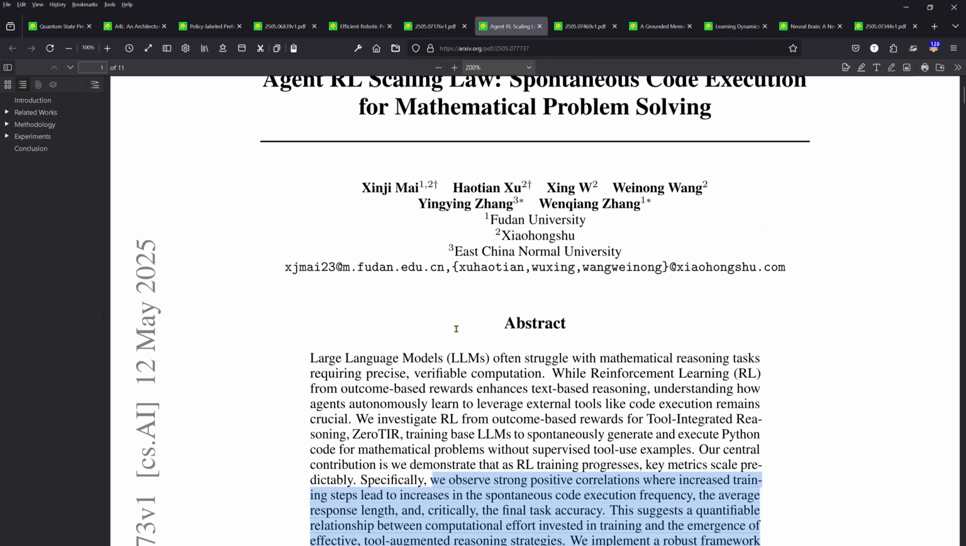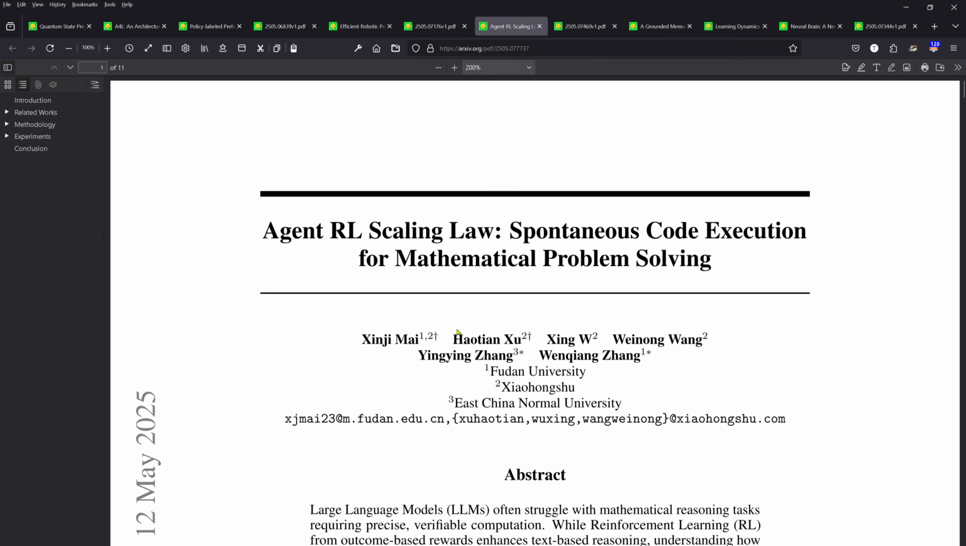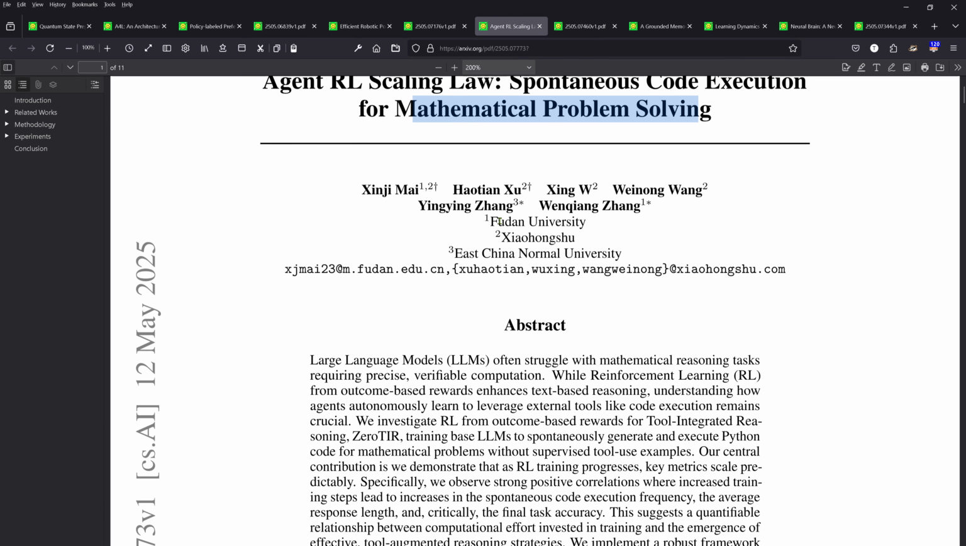Next study, what we have. Oh yeah, talking about AI agents and talking about the interrelation. What about agent reinforcement learning, the scaling laws? And there's now this idea of a spontaneous code execution for mathematical problem solving. This is done here by experts from Fudan University and, I can't even pronounce this, and colleagues.